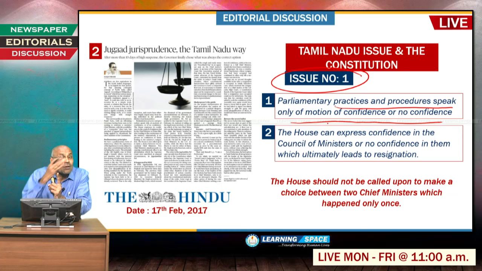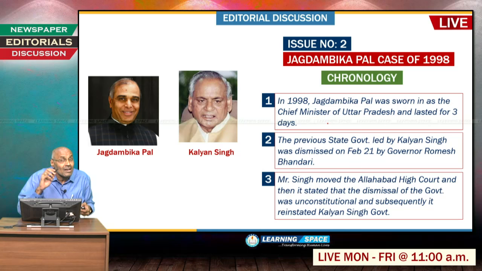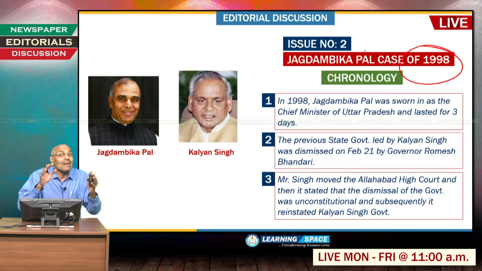Then the second issue, the article is talking about the case of 2 chief ministers, 2 chief ministers for 2-3 days. This occurred in 1998, famously known as the Jagadambika Pal case of Uttar Pradesh. In the Jagadambika Pal case of Uttar Pradesh, because of certain problems, 2 chief ministers were there simultaneously. What happened?